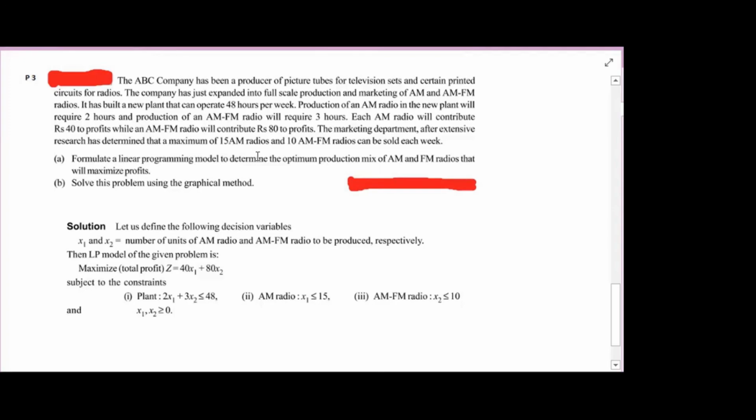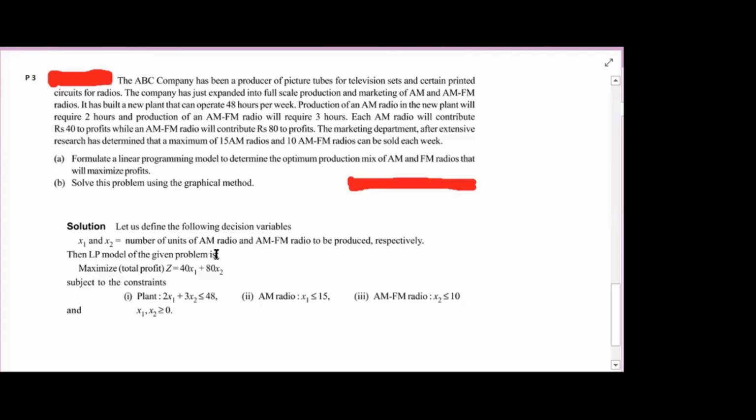Formulate a linear programming model to determine the optimum production mix of AM and AM FM radios that will maximize profit. Solve this problem using the graphical method. Let us define the following decision variables first. Let x1 and x2 be the number of units of AM radio and AM FM radio to be produced respectively per week, right? Because the problem is given for solving, all the information is given as per week information, right?